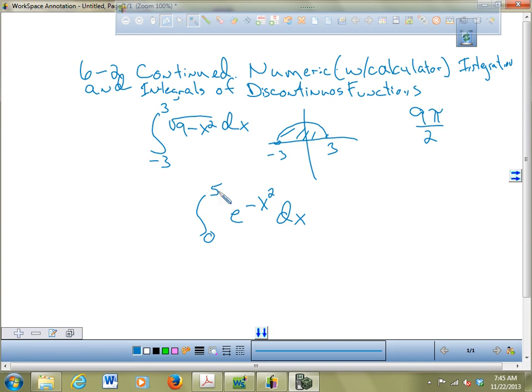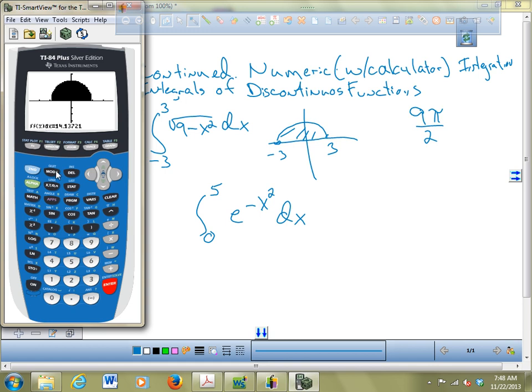And so I would do that one graphically. Let's see if I can plug that in. Y equals e to the negative x squared. E is above the log key, the natural log key. Is it negative x squared, or negative x squared? Am I done? Just like that.